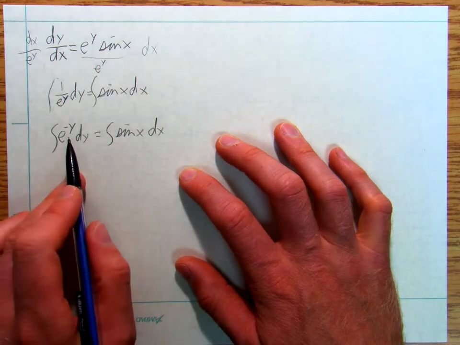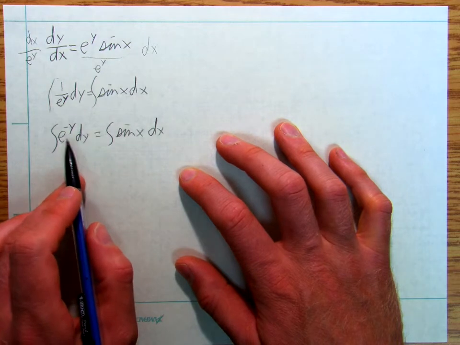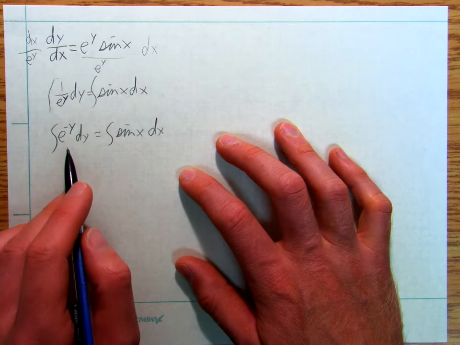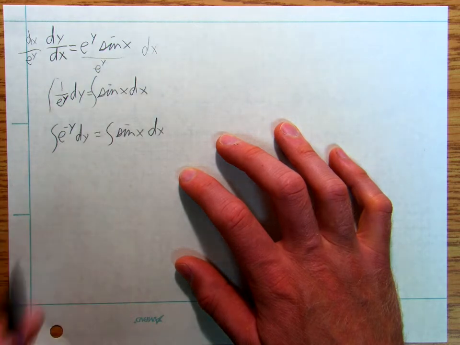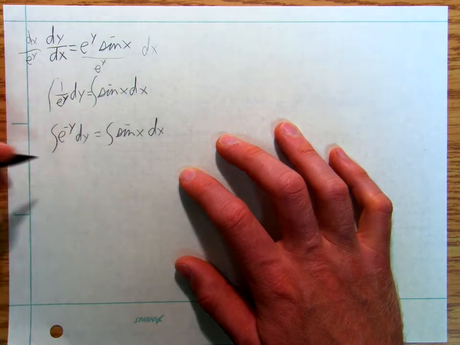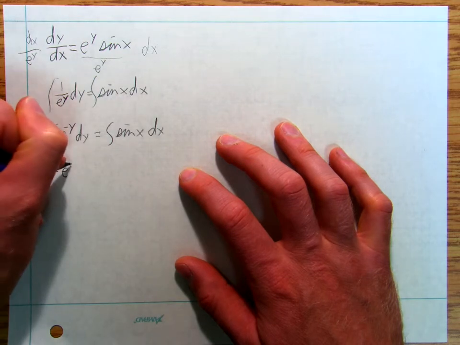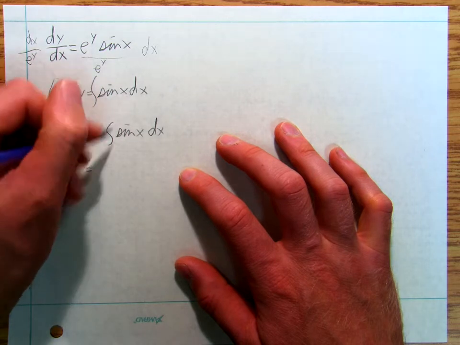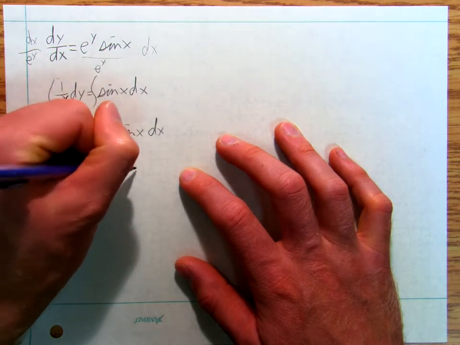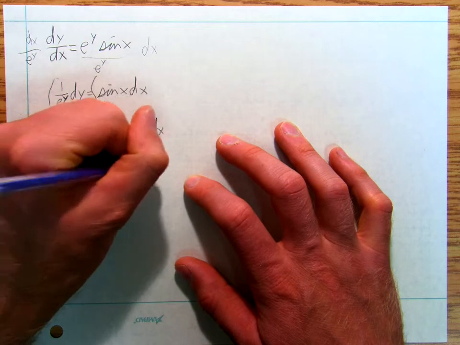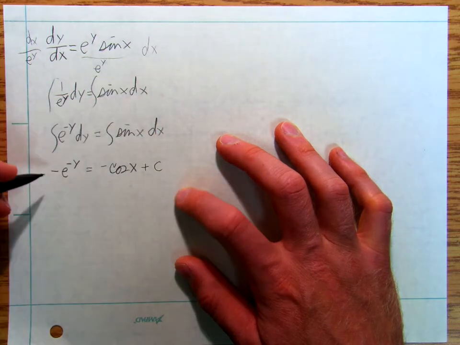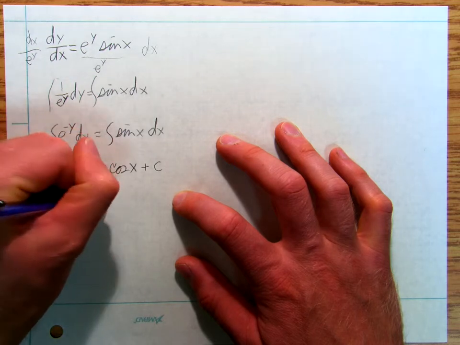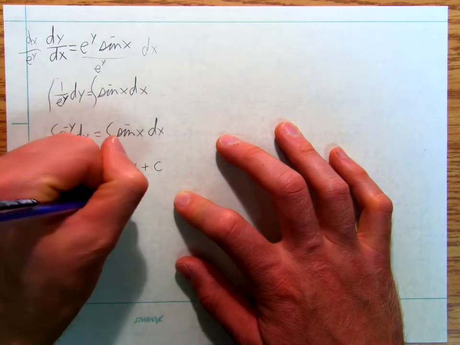Okay, so now, once again, that's a stealth chain rule problem. Remember, the integral of e to the y is e to the y, but the integral of e to the negative y is going to be negative e to the negative y equals negative cosine x plus c. So then I can say e to the negative y is equal to cosine x plus c.